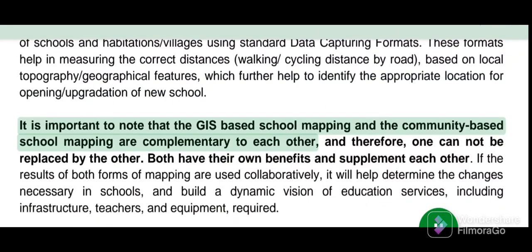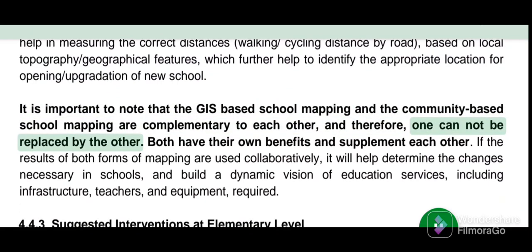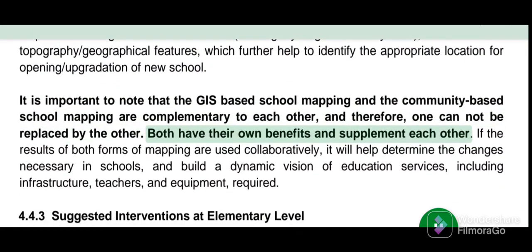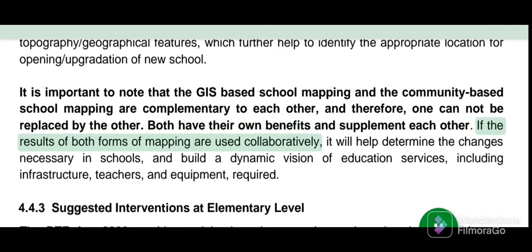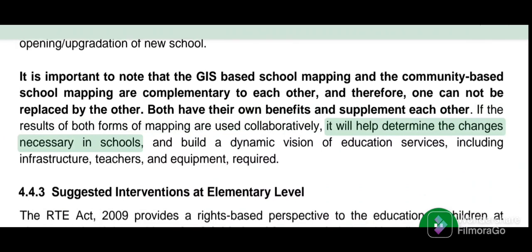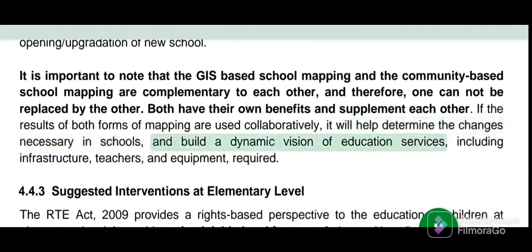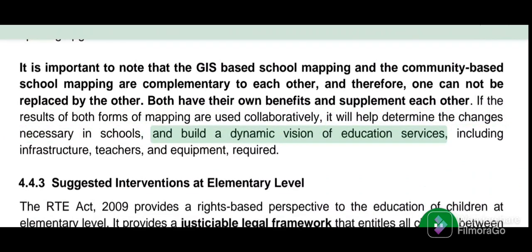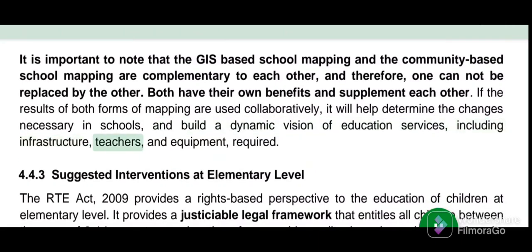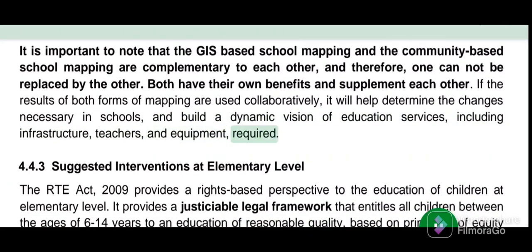It is important to note that the GIS-based school mapping and the community-based school mapping are complementary to each other, and therefore, one cannot be replaced by the other. Both have their own benefits and supplement each other. If the results of both forms of mapping are used collaboratively, it will help determine the changes necessary in schools, and build a dynamic vision of education services, including infrastructure, teachers, and equipment required.